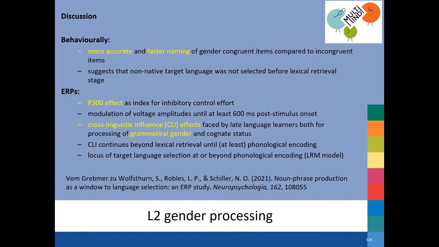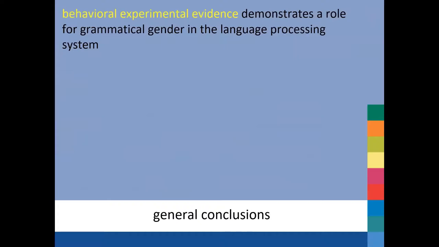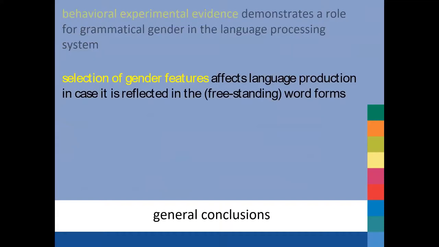Okay. Now I will skip this, and I will come to my general conclusions. I've thrown a lot of data to you, but it's basically to show you that the behavioral evidence that we have demonstrates a role for grammatical gender in the language processing system, and that the selection of gender features affects language production in case it is reflected by freestanding morphemes, by freestanding word form.